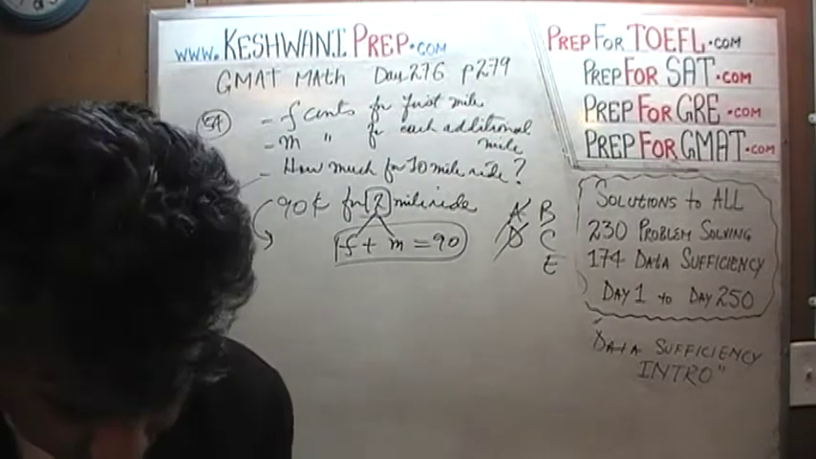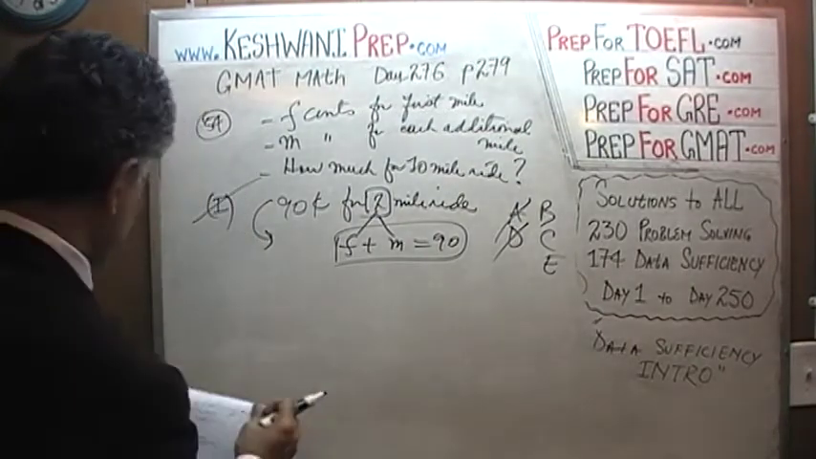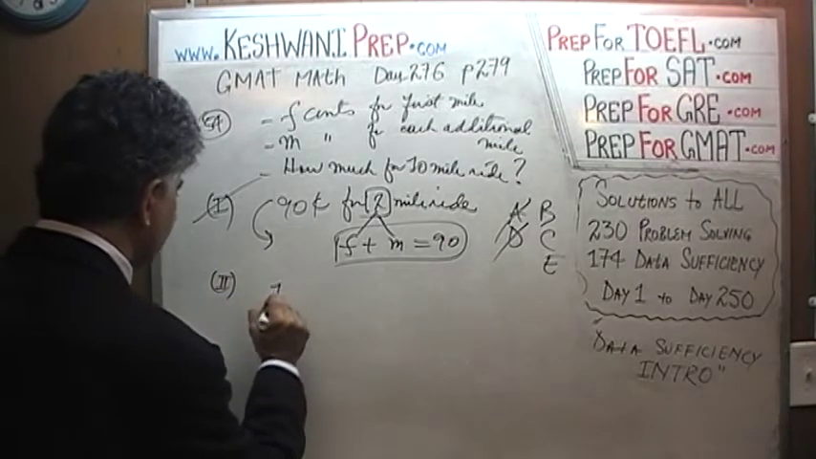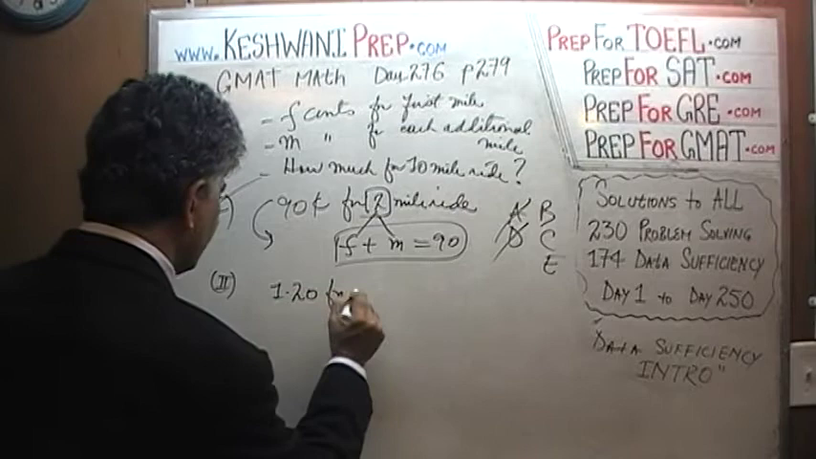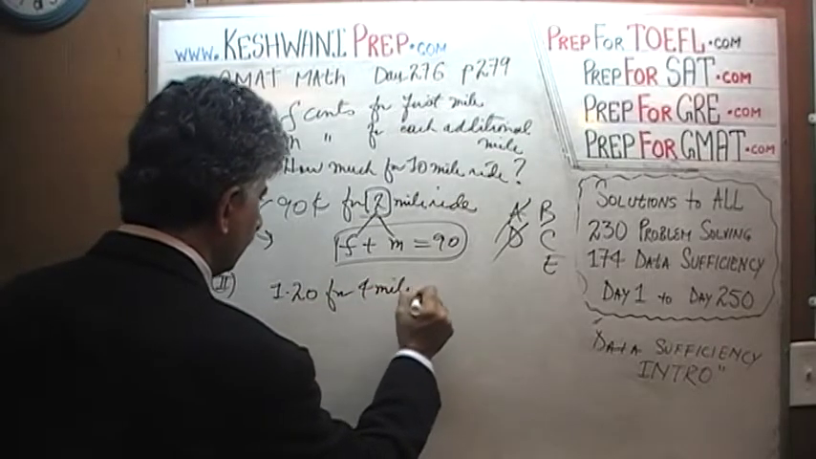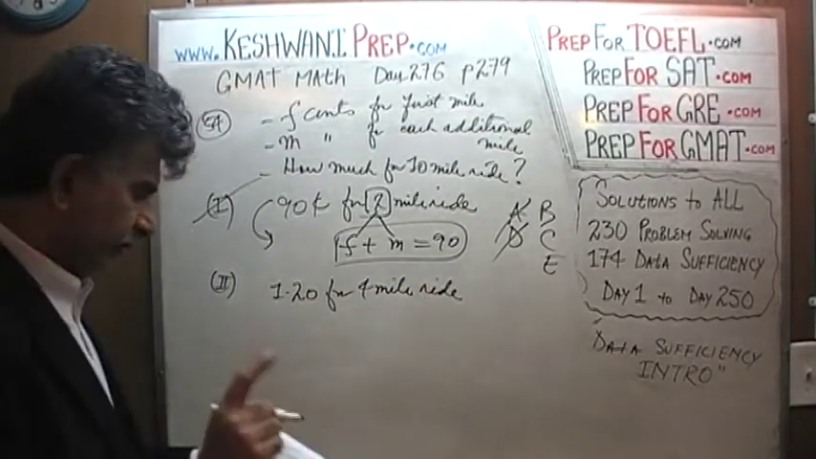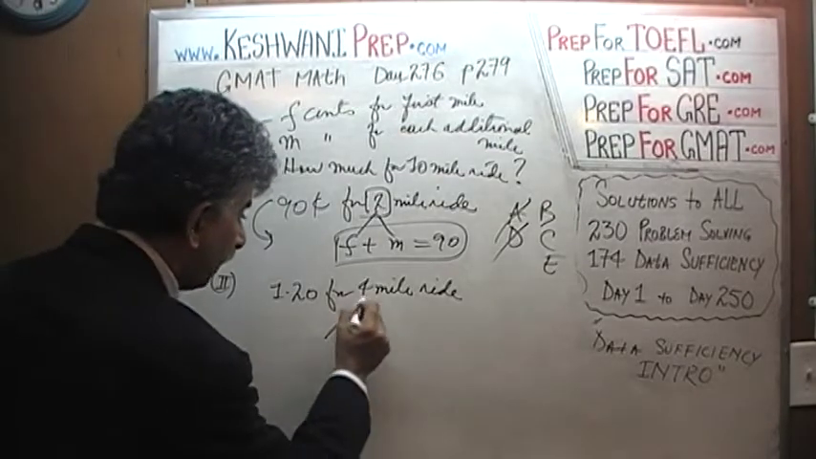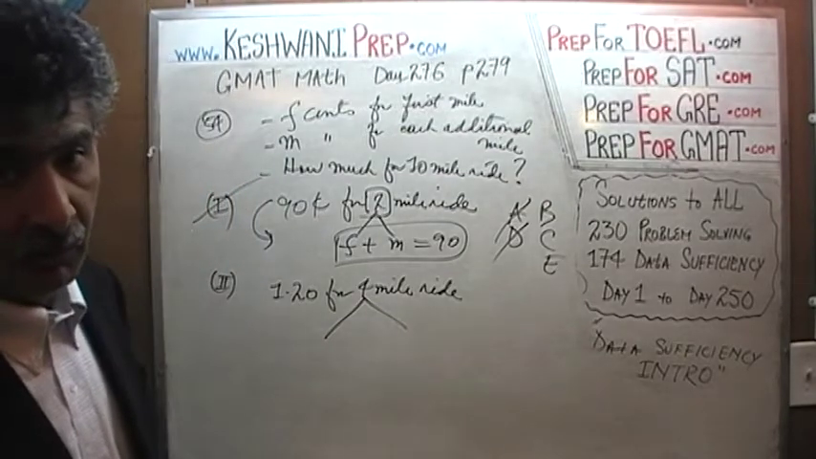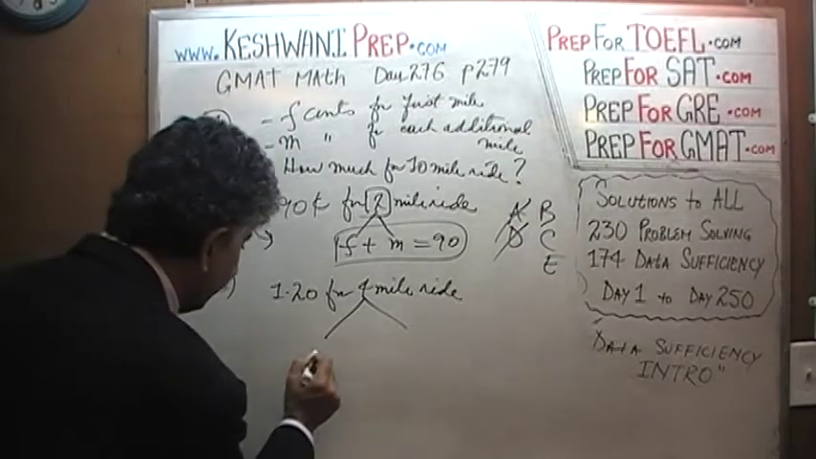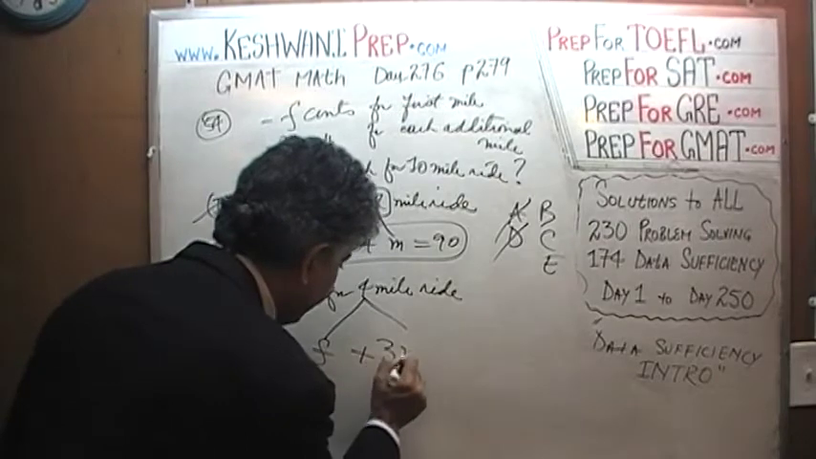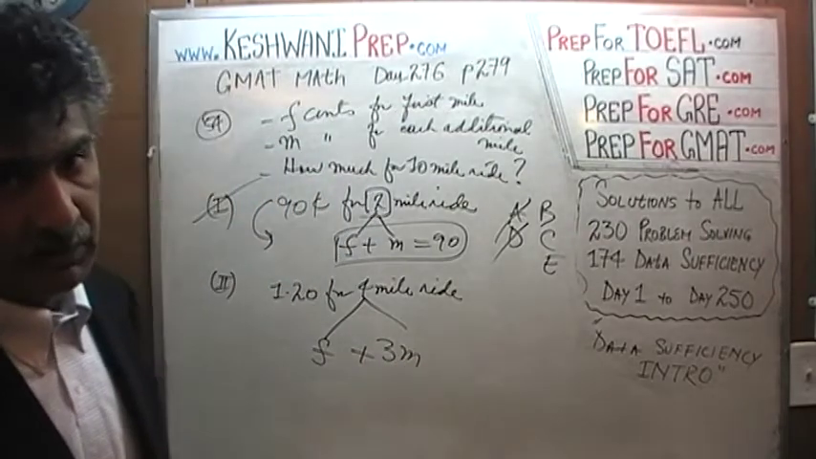Let's look at the second statement. The second statement tells us that we're going to pay $1.20 for a 4-mile ride. Again, a 4-mile ride consists of the very first mile of the ride and 3 additional miles, for which we are paying M cents.